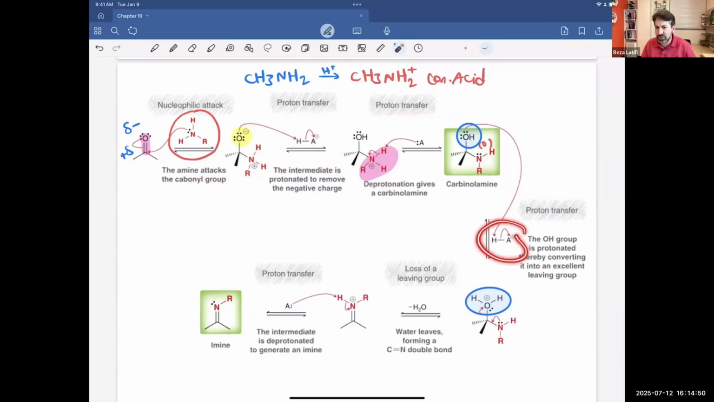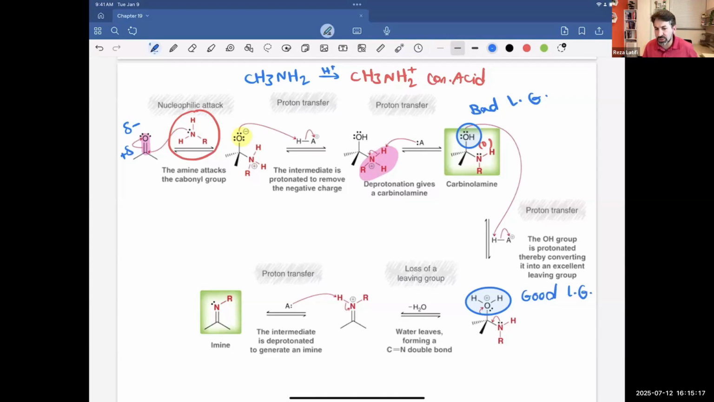Because I do have this conjugate acid, the conjugate acid will donate H plus to OH, and it's going to make it a good leaving group. OH is a bad leaving group because it has a negative charge, and I turn it to H2O with a positive charge, and that's going to be a good leaving group.